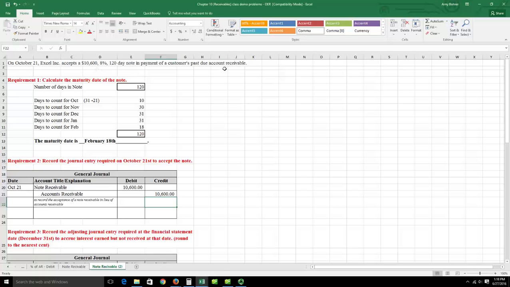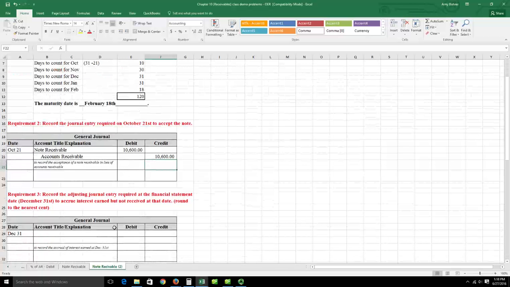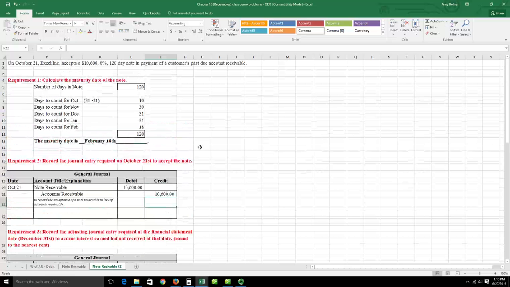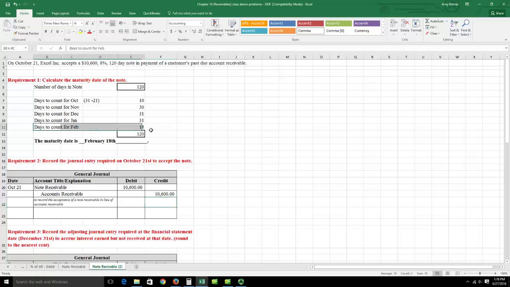You take that accounts receivable off the books with the credit. You put the notes receivable on the books with the debit. All right, so then the next part of this problem asks you to record the adjusting journal entry required at the financial statement date, which is December 31st, to accrue the interest that's been earned but not received at that date. Because on February 18th, the maturity date, this customer is going to pay us the $10,600 plus the 8% for the whole 120 days.